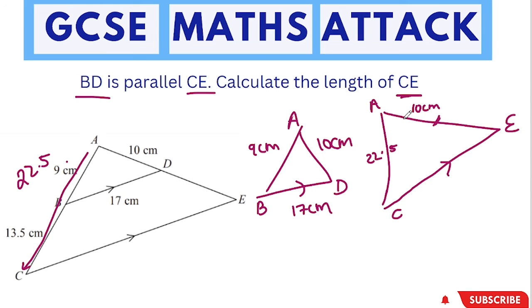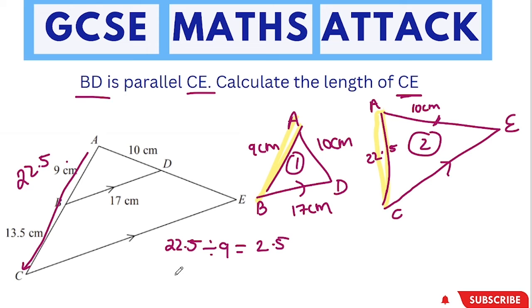Now the first thing I'm going to do is work out the corresponding sides and identify them. So I can identify AB is corresponding to AC. I'm going to call one of the shapes 1, and I'm going to call the other shape 2. Now in order for me to go from shape 1 to shape 2, I'm going to do 22.5 divided by 9, and if I divide that, I get 2.5.